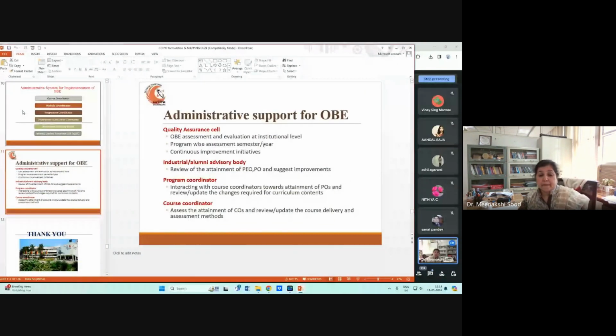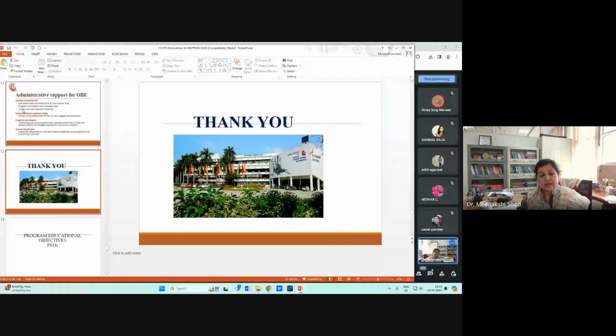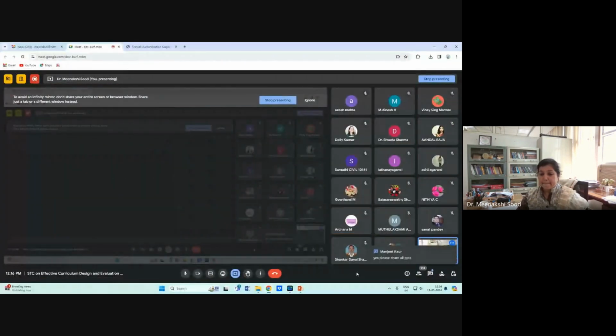So this type of support system is at least the minimum part. You can have more than that, some quality assurance cells, but this should be there. Okay, so with this, I bring my presentation to a close. Any questions till now? There may be many questions about attainment, I know, because it requires a separate session, but still I'll try to answer some of your queries.